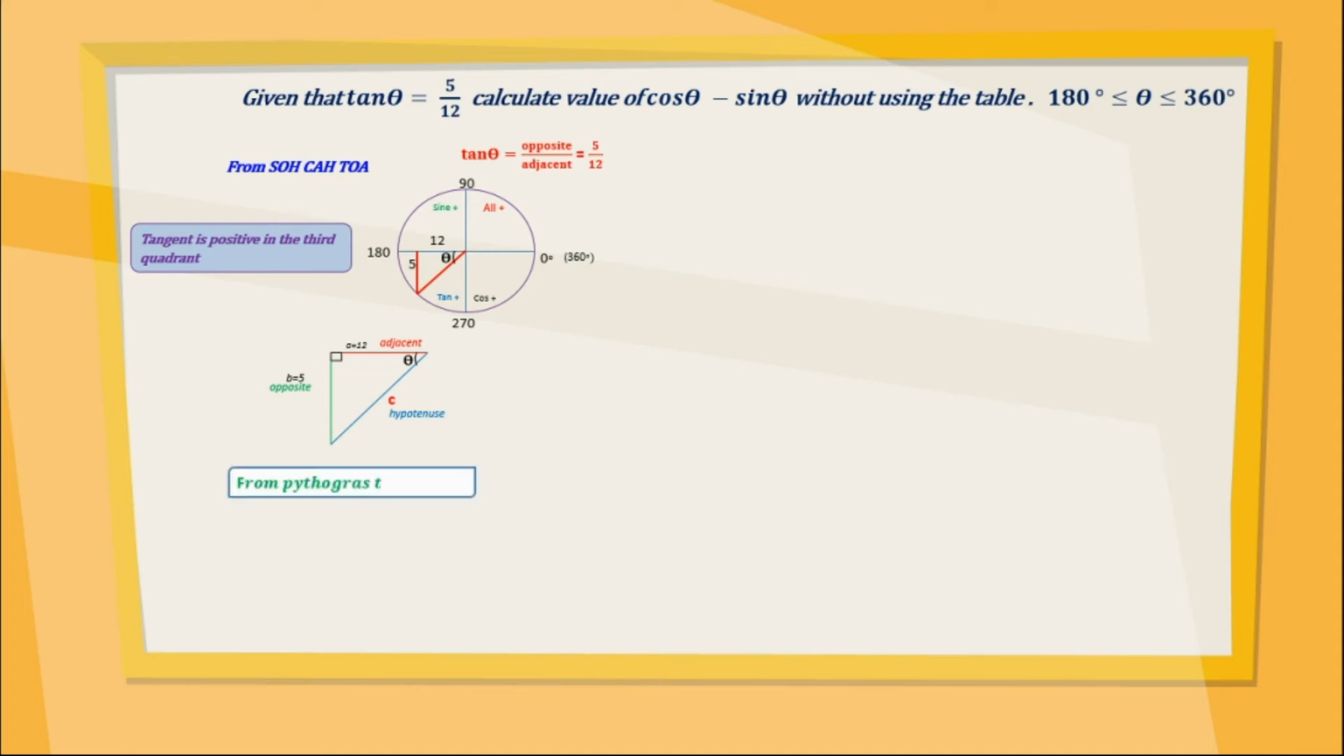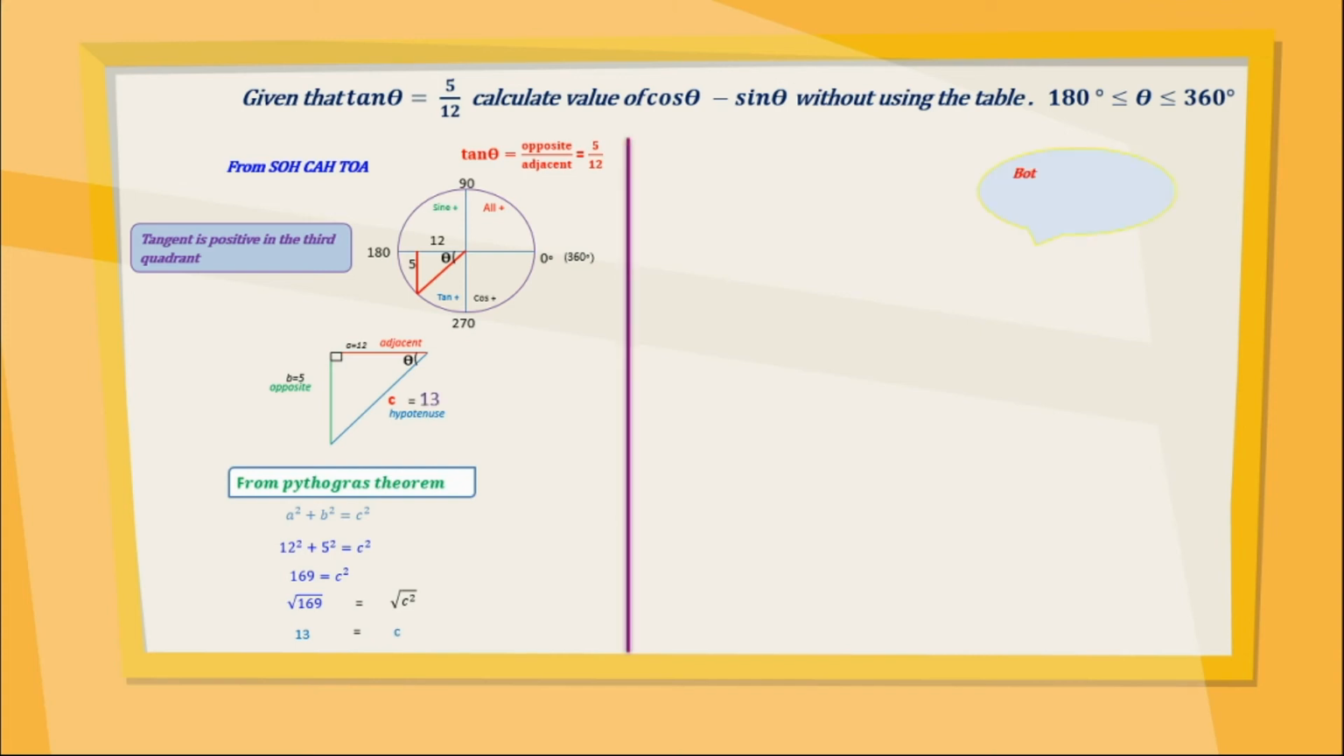So we know from Pythagoras theorem, we have A squared plus B squared should give us C squared. So we have 12 squared plus 5 squared should give us C squared. 169 will give us C squared. Let's get the square root of both sides. So we shall end up with 13 as being the value of C, meaning our hypotenuse is 13.